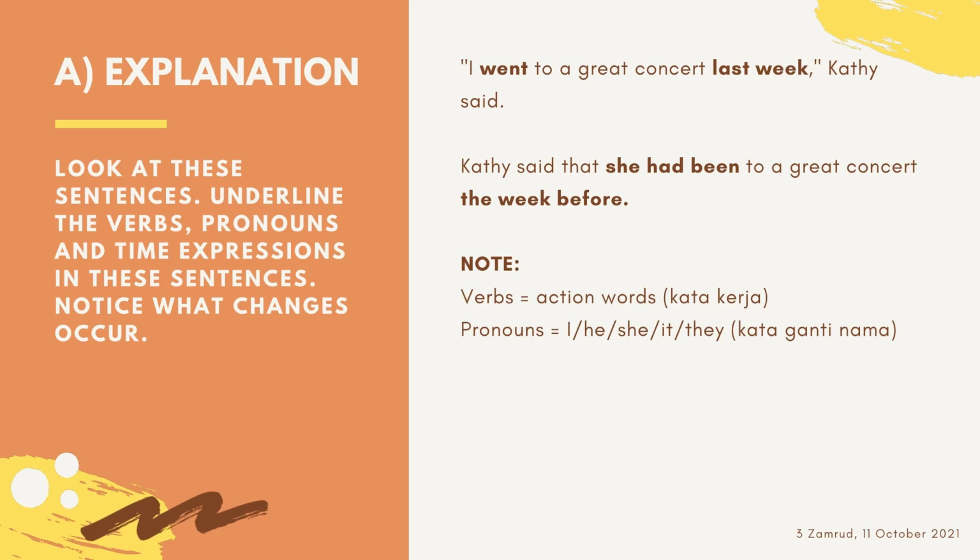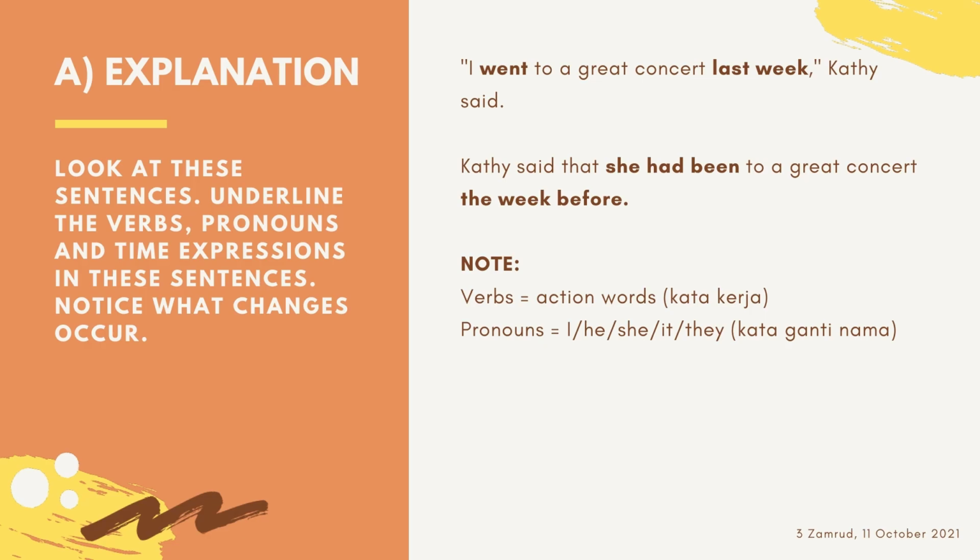First of all, let us look at the sentences that are given on the right side of the screen, the white part of the screen here. We need to underline the verbs, pronouns, and time expressions in these sentences, and then we are going to notice the changes that occur. So now let's look at the first sentence together. "I went to a great concert last week," Kathy said. In the second sentence, Kathy said that she had been to a great concert the week before.